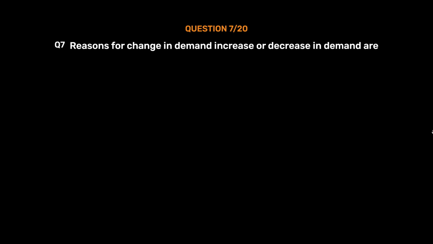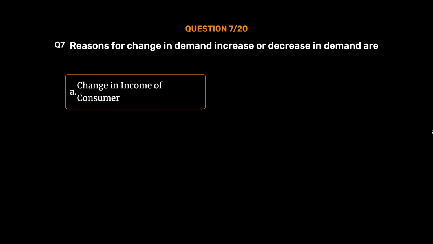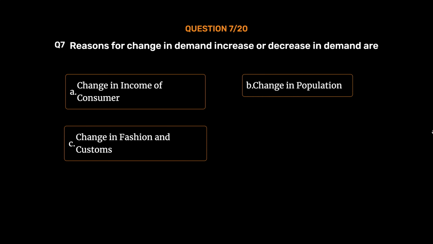Question number 7. Reasons for change in demand, increase or decrease in demand, are Option A, change in income of consumer. Option B, change in population. Option C, change in fashion and customs. Option D, all of the above. The correct answer is Option D, all of the above.